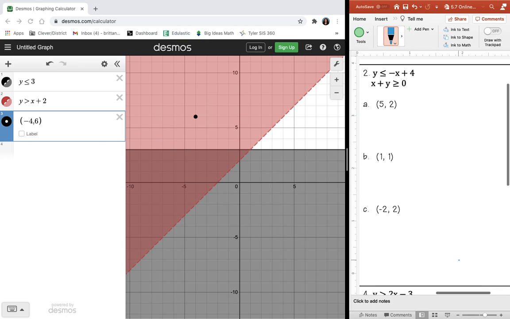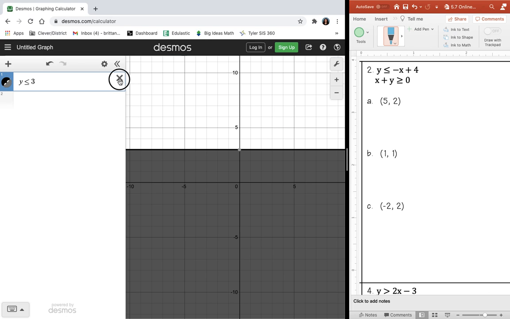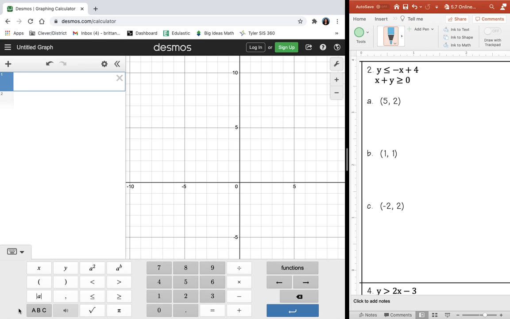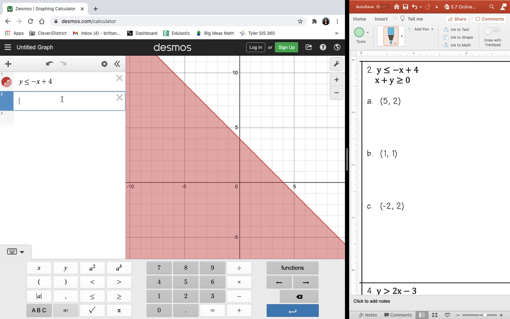Okay, let's look at the next example. So another way that you guys can also type these in is using this keyboard down here. So if you say show keypad, it has your X and your Y and your symbols here. So I could do that instead. X plus, not times, plus Y is greater than or equal to 0.